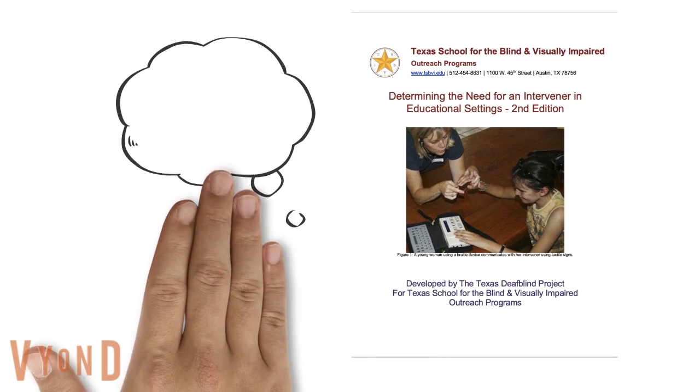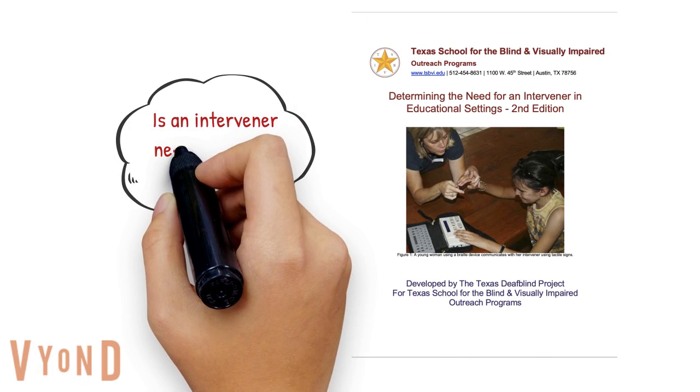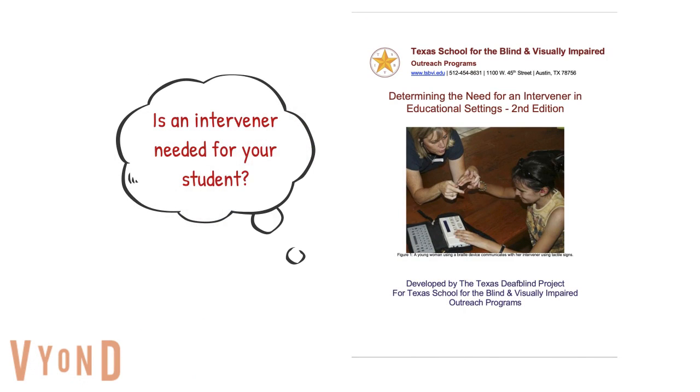The document, Determining the Need for an Intervener in Educational Settings, is designed to help the IEP team determine whether an intervener is an appropriate support for an individual student who is deafblind. It is a guideline for discussion about the supports needed to provide the student full access to the educational experience based on 1. Individual student evaluation, and 2. Consideration of the existing and/or proposed services for the student.